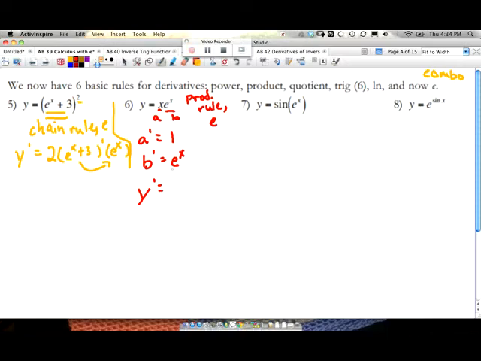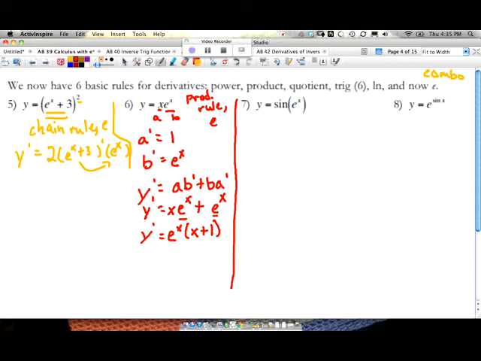So y prime, the derivative of y, or dy dx, is really a times b prime plus b times a prime. Now you put it all together, and we have a is x times b prime is e to the x. B is e to the x times a prime is just 1. So there you go. Is it simplified all the way? Maybe. You could factor out an e to the x if you wanted to, if you really, really wanted to. And you might see this like on an AP calculus test, but you might not.